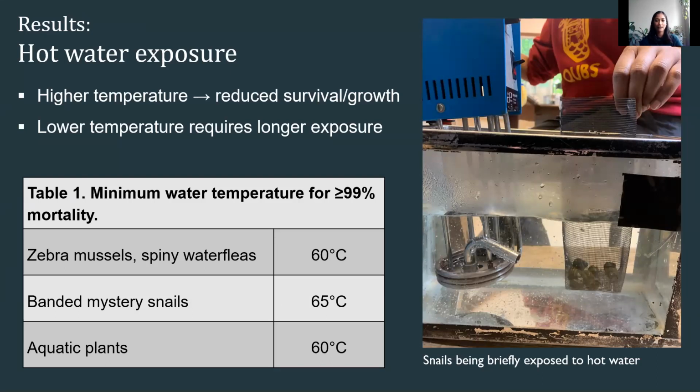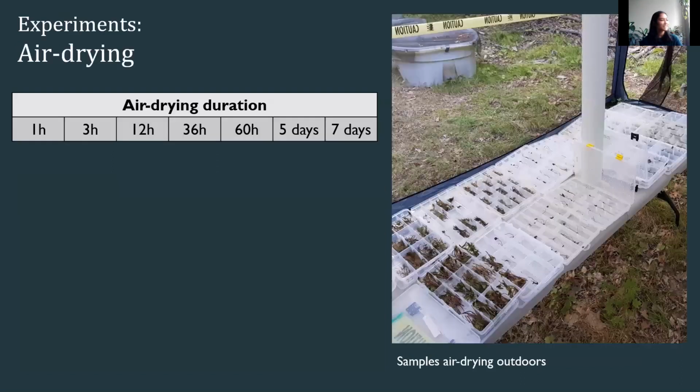So overall, a temperature of at least 60 degrees Celsius would be adequate to produce complete mortality among the smaller invertebrates and plants tested, but snails were more resistant and required a minimum temperature of 65 degrees Celsius. Next, to test the efficacy of air drying, we allowed invertebrate and plant samples to air dry outdoors under a screened tent for durations lasting from 1 hour to 7 days. These replicate realistic environmental conditions and time frames that recreational boaters would encounter between boating trips during the summer.